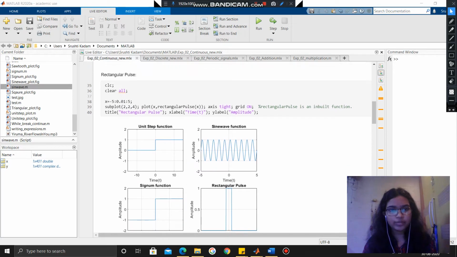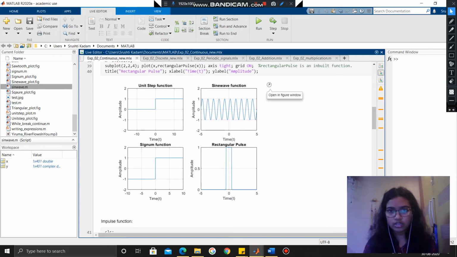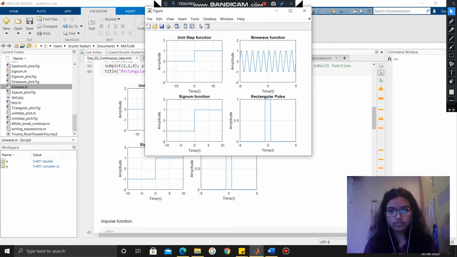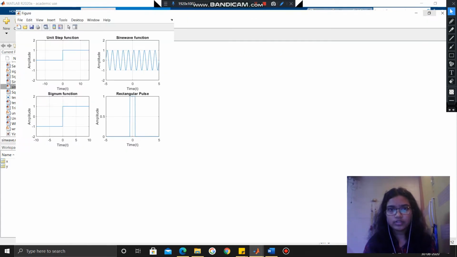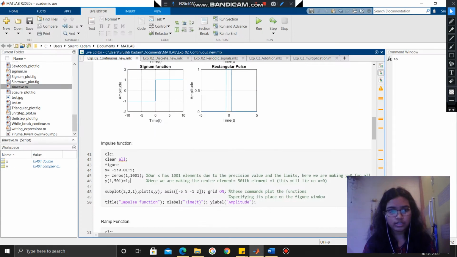Next we go to rectangular pulse. Rectangular pulse of x is an inbuilt MATLAB function. All you have to do is give it an input x. These are our curves. As you can see, unit step, sine wave, signum and rectangular pulse. By default, rectangular pulse has a height of 1. Let's go to the next tab.